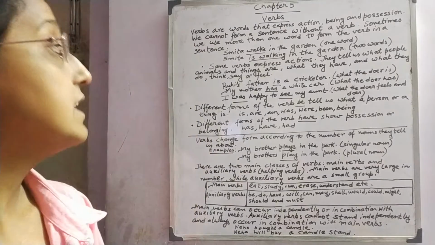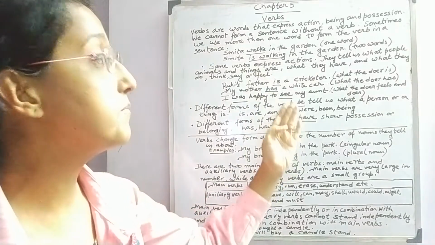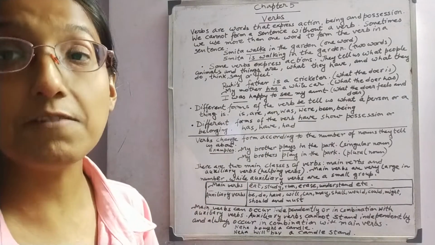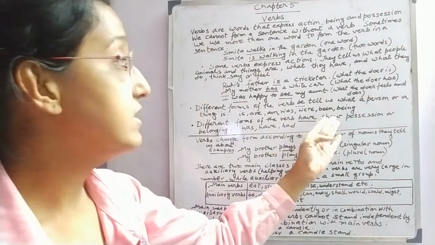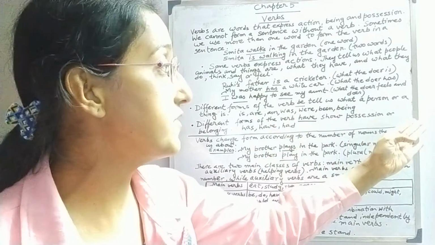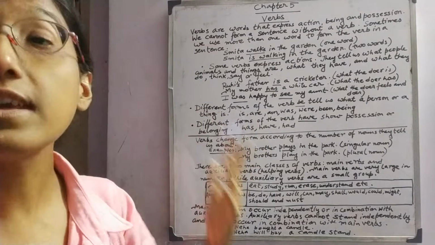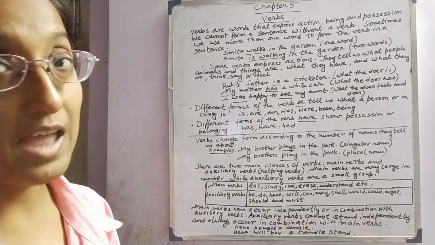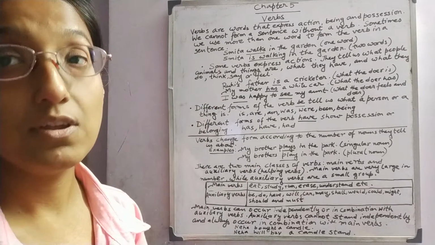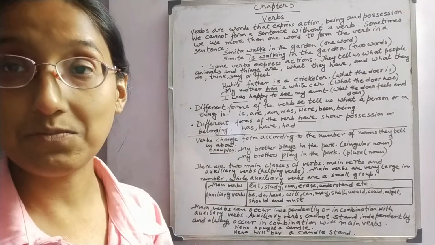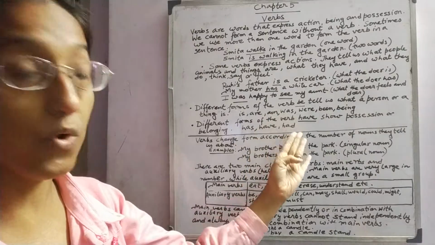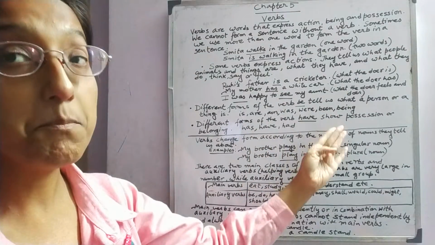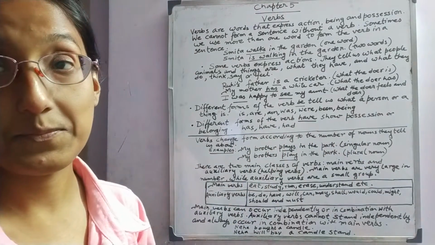Now students, the verb be has different forms that tell us what a person or a thing is. Now, let us look at what the be verbs are. Is, are, am, was, were, been and being.